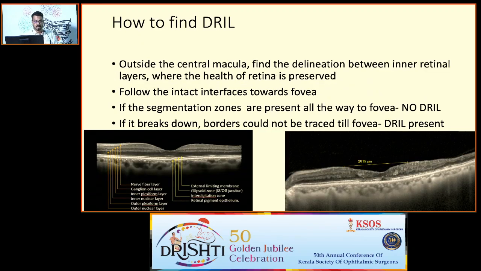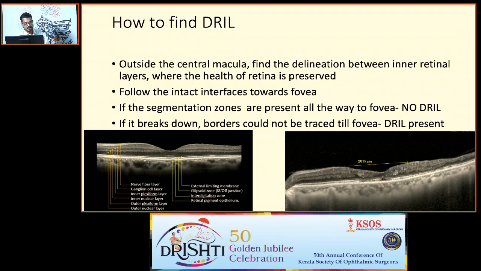So how to find DRIL? To find DRIL, you can come from outside the central macula, find the delineation between the inner retinal layers where the health of the retina is preserved, and follow the intact interfaces towards the fovea. Point is there. So here you can see that the delineation between the inner retinal layers is lost perifoveally.